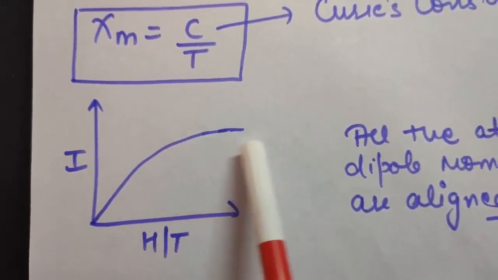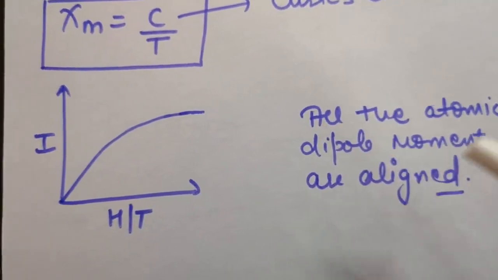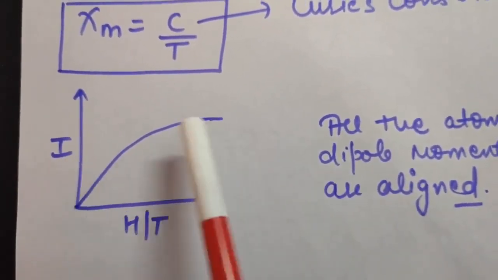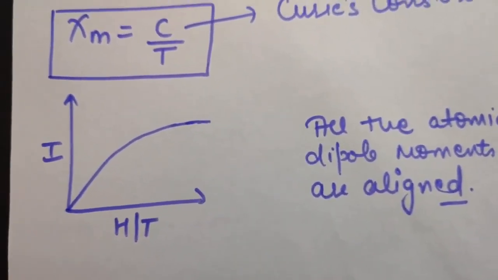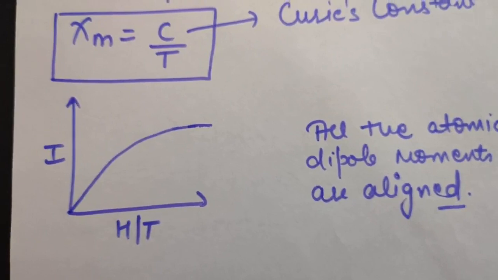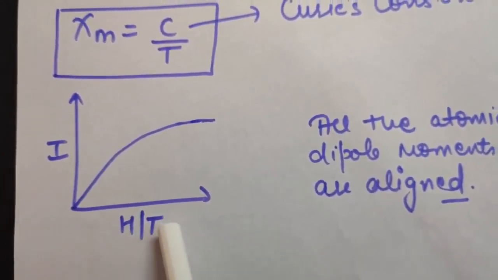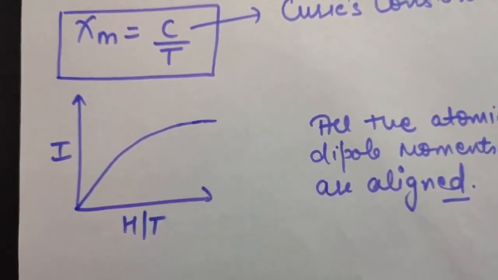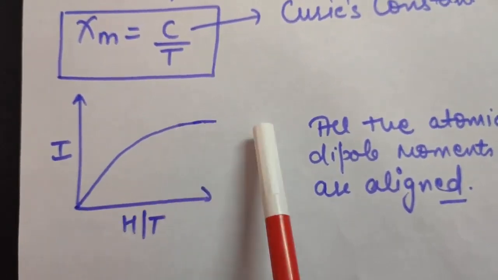Because this region shows that all the atomic dipole moments are aligned, and therefore I has reached its maximum value. Because when all the atomic dipole moments get aligned in the direction of the magnetic field, I will reach its maximum value. Then there will be no effect of increasing h by t. So this region shows you that all the atomic dipole moments have already aligned in the direction, so I will now become constant.